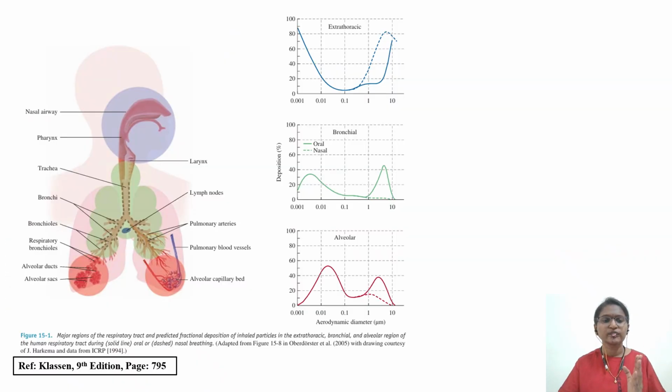Now in addition to that, I would request you, whenever you are reading, please go through the tables. In Klaassen, 9th edition, page number 795, they have given figure 15.51 based on the particle size. See which particle size is exothoracic, which is bronchial, which is alveolar, which region it is going. See, the fractional deposition of the inhaled particles in the bronchial and alveolar ranges of the human respiratory tract is very, very important. How this particle size is going to impact which region of the respiratory tract these particles are going to and binding.